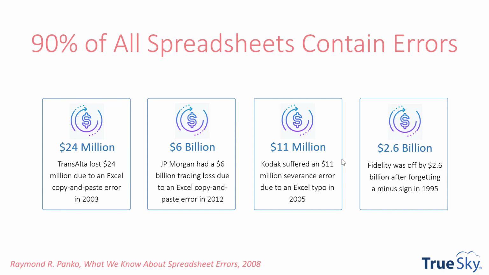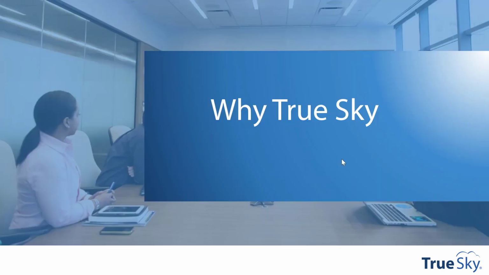Now, hopefully your errors aren't on this magnitude. JP Morgan had a $6 billion trading loss due to an Excel copy and paste error. Fidelity was off by $2.6 billion because they forgot a minus sign. And it's quite easy to see how these errors can happen when Excel is your primary tool.